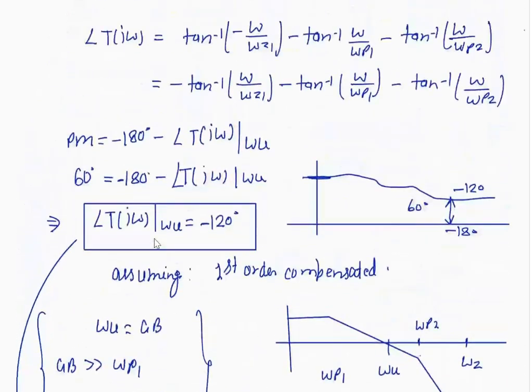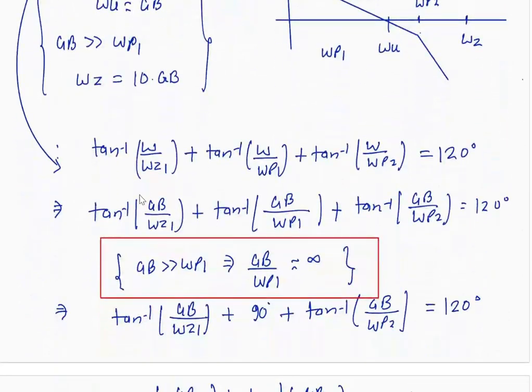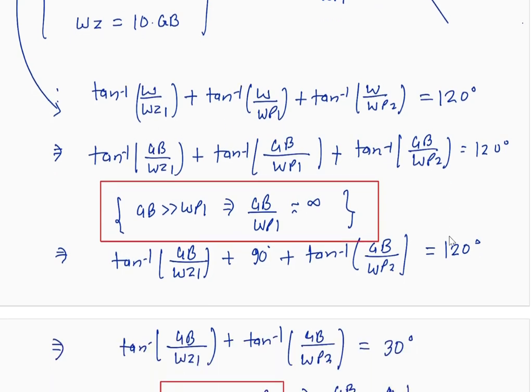Here, the angle contributed by this total term should be minus 180 degrees. When you put this value in, the minus will cancel out and it will become 180 degrees. Now omega u is about the gain bandwidth, so I have taken omega GB. I am calculating the phase shift at the gain bandwidth frequency. So put omega equal to omega GB.